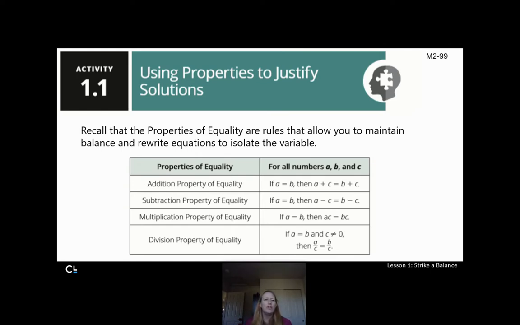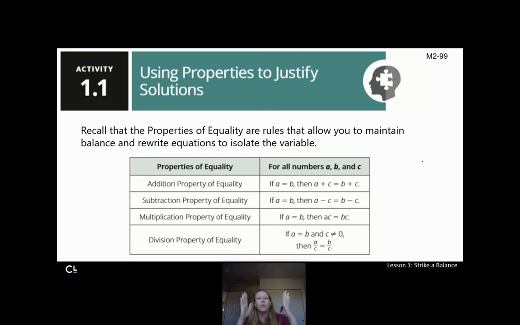So we are solving linear equations, and what we're really going to focus on in this activity 1.1 on page M2-99 in your book is using properties to justify our solutions. It basically means that we have to explain how we got our answer. Yeah, we show our work, but we have to explain our work as we go, and it's actually not that bad. So if you recall all of those properties of equality, you recall that the properties of equality are rules that allow you to maintain balance and rewrite equations to isolate the variables.